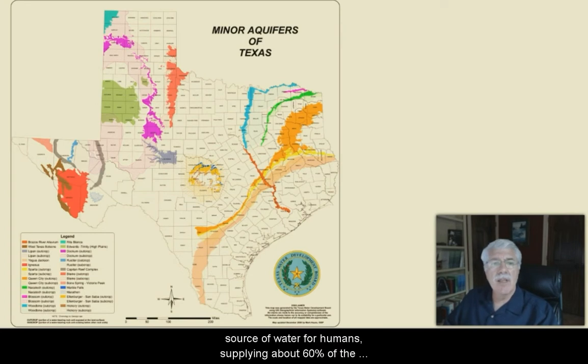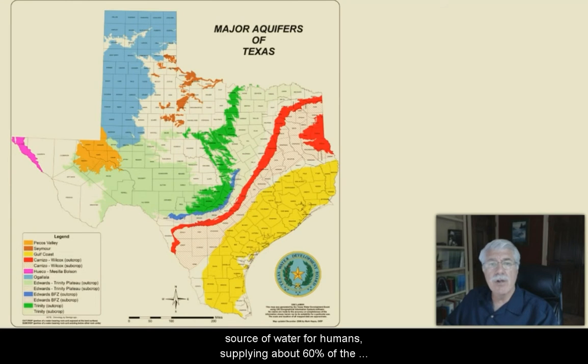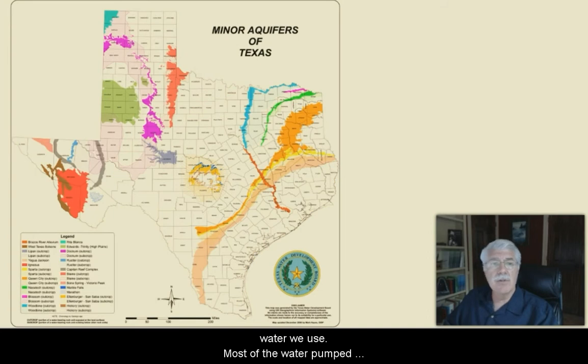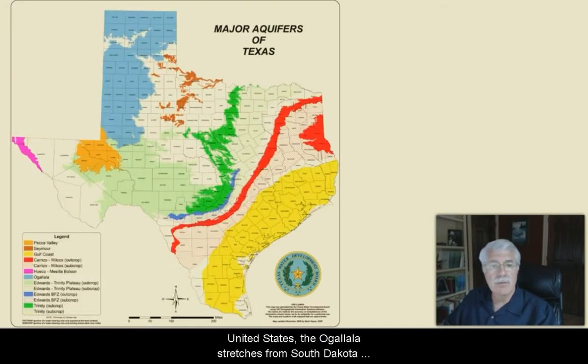A major aquifer contains large amounts of water spread across a large area. On the other hand, minor aquifers contain smaller amounts of water that can be spread over a large area, or large amounts of water but spread over a small area. Aquifers are an important source of water for humans, supplying about 60% of the water we use. Most of the water pumped from aquifers goes to agriculture to irrigate food crops. Over 80% of the irrigation water used in Texas comes from one aquifer, the Ogallala.